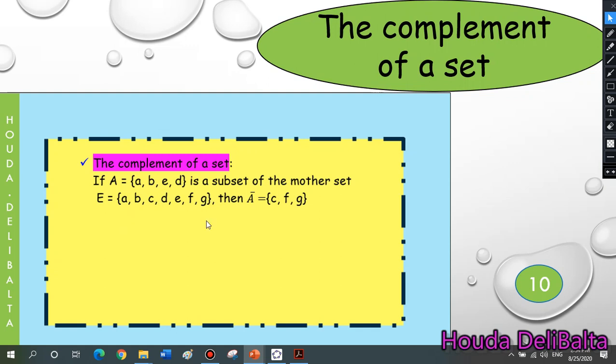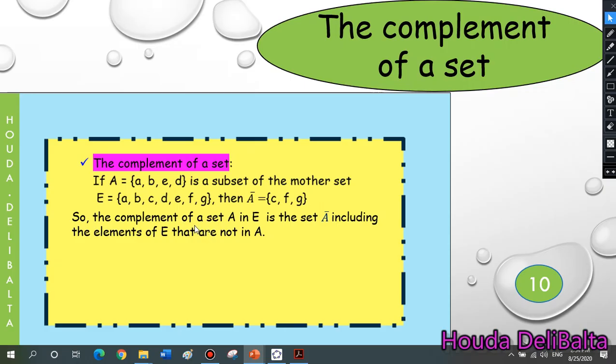So what's the definition of the complement of a set? The complement of a set A in E is represented by A bar. It includes the elements of E that are not in A. So as you see here, the elements that are not in A are C, F, and G. We collect them in a set. We call it the complement of A in E. We represent it by A bar.